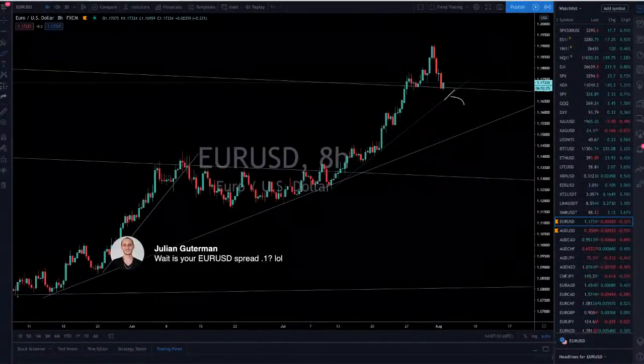That's a pretty high spread on the euro. Julian, that's a high spread on the euro US dollar. You could go, Julian, just search My FX Book spreads, and they'll show you the different spreads of over 100 brokers.